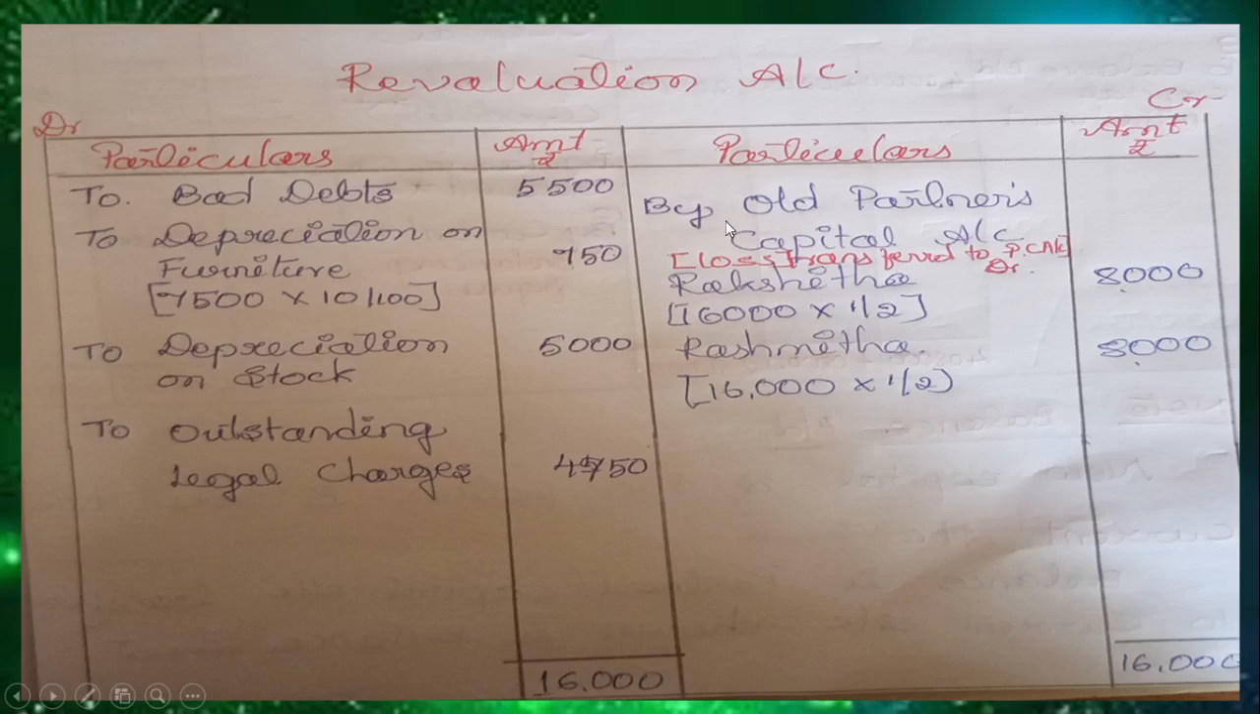So this one by old partners capital account, Rakshita and Rashmita. We are going to transfer the balance of revaluation account in their old profit sharing ratio. So here their old profit sharing ratio is 1:1. So 16,000 into 1 by 2, 8,000. In case of Rashmita, 16,000, it is 8,000. So this is all about revaluation account, and there is no different thing for revaluation.